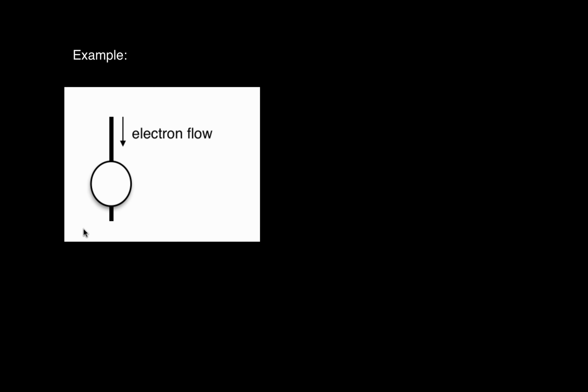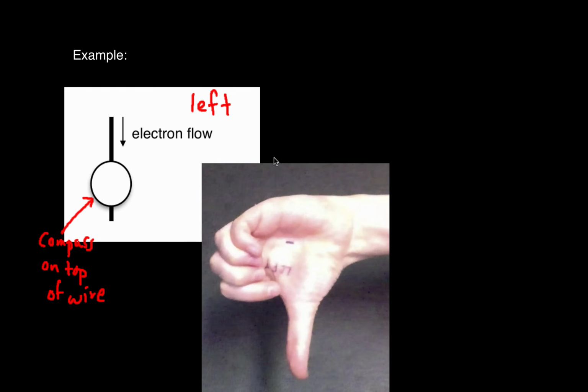For our second example, we've placed a compass on top of the wire. And we want to know which direction the compass needle points. Since we're using electron flow, we know to use our left hand for the hand rule. So we point our thumb in the direction of the current flow, and our fingers wrap in the direction of the magnetic field. Now, in front of the wire, our fingers wrap towards the right. So we know the compass needle points to the right when it's on top of the wire.